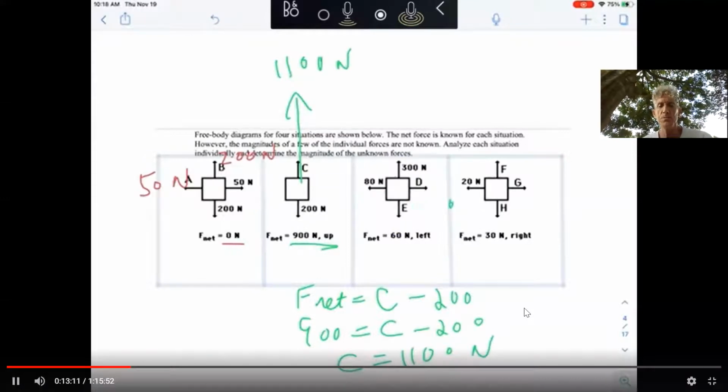Okay, going on to the next one, I'm assuming that those two forces are balanced because F net is in the X direction. F net is to the left. So you go 80 minus D is equal to net force 60.